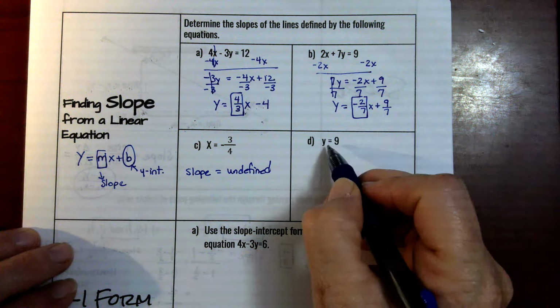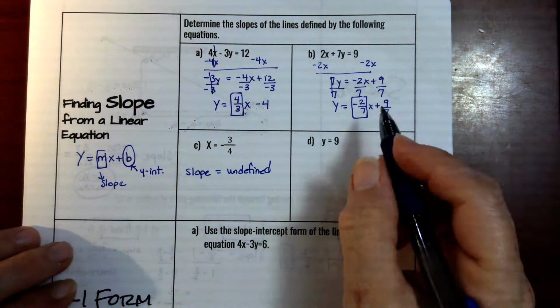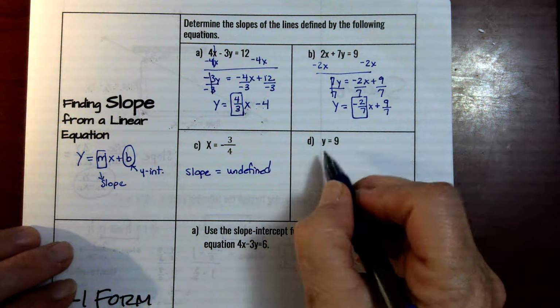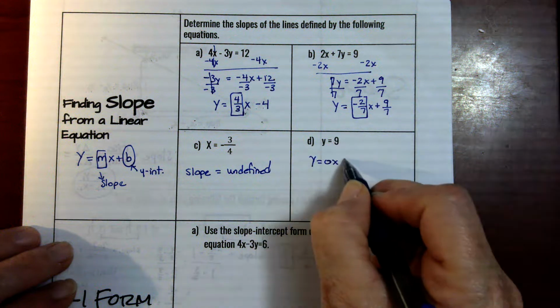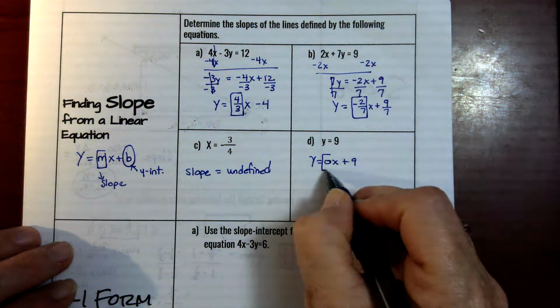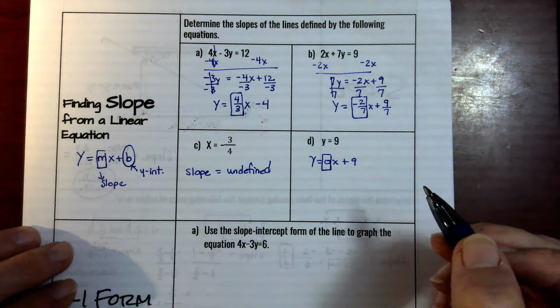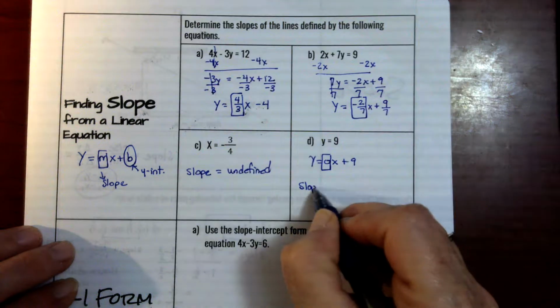All right, and then this one, of course, is a horizontal line. We know that from our previous section. So I could think of it as y equals 0x plus 9. But at any rate, the slope is 0, and it's a horizontal line. So slope would be 0.